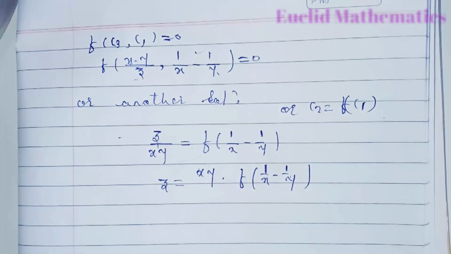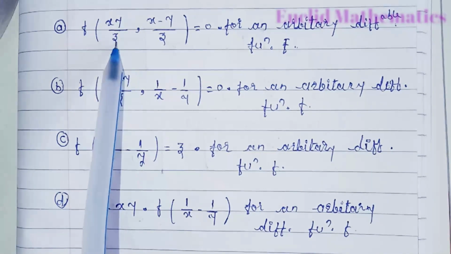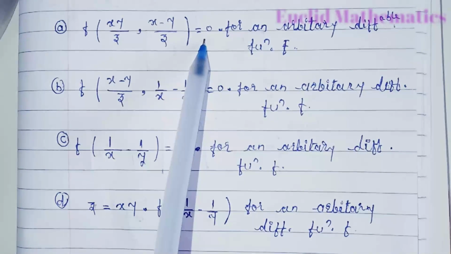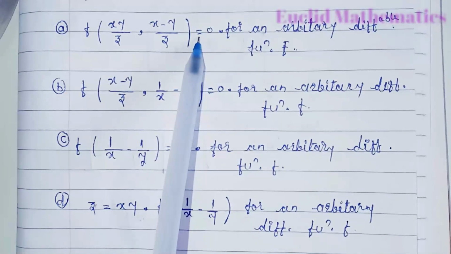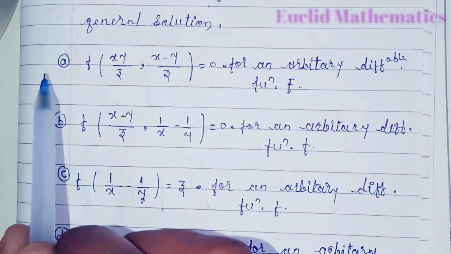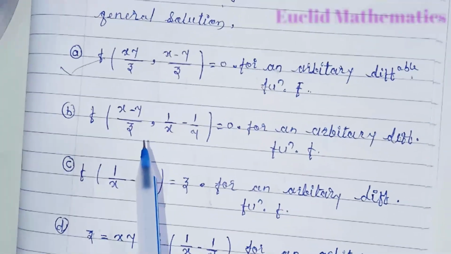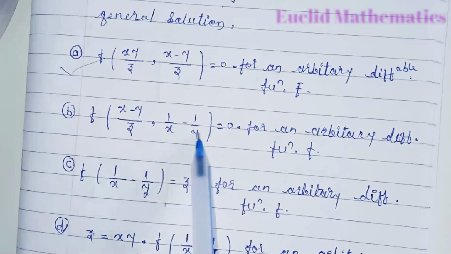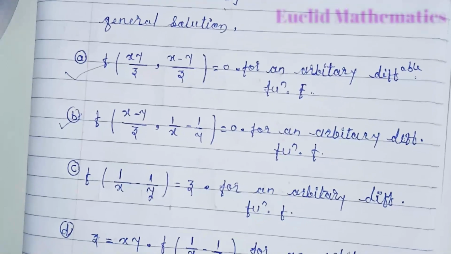Now let's verify which of the options is correct from our given options. Our first option says f of xy by z, (x minus y) by z equal to 0. That means f of c1, c2 is 0. This is our required answer, we found it here before. So the first option is correct. Now let's go for the second. Next it is (x minus y) by z and 1 upon x minus 1 upon y equal to 0. That answer we also found here. The second one is also true.